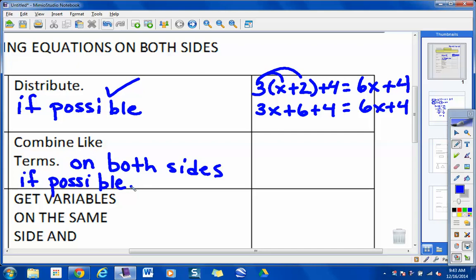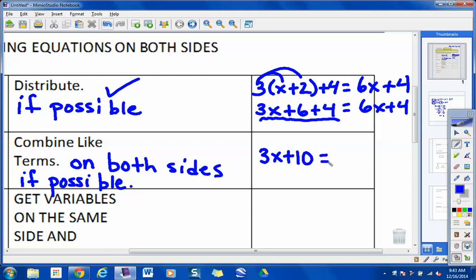Okay, so take a look at the left side. Anything you can choose to put together on the left side? A positive 6 and a positive 4 yields a 10. So how am I going to rewrite my left side after you combine like terms? 3x. So left side will be 3x plus 10. We're on a roll. We've got this.